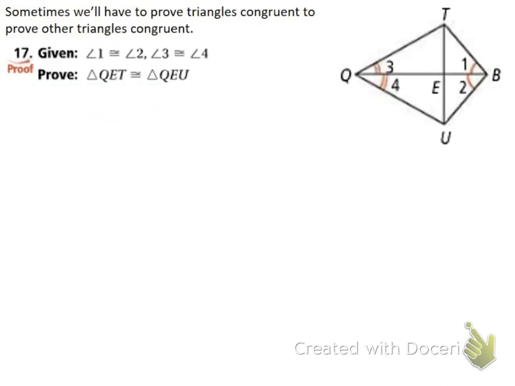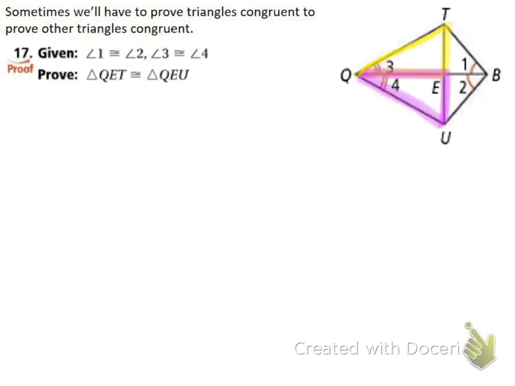Then the last one that we have here, so these proofs are pretty difficult. So this would be a type of proof that would be extra credit on the test. So there are some times where I'll have to prove one pair of triangles are congruent to prove that some sort of other triangles are congruent to each other. So with this problem right here, I want to prove that QET and QEU, the triangles, are equal to each other. So I want to prove that this triangle QET is equal to this triangle QEU.